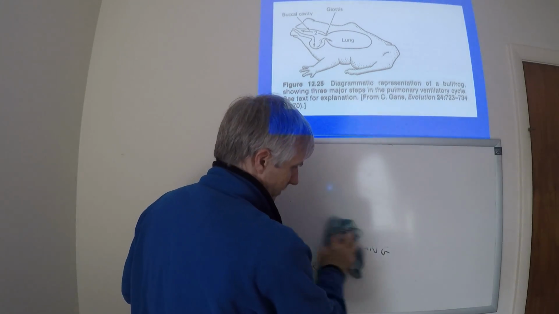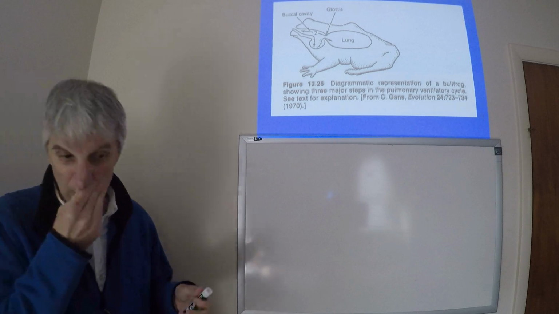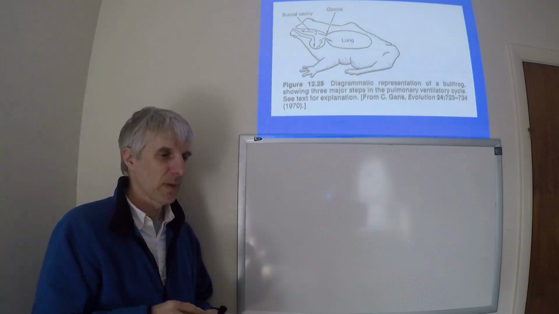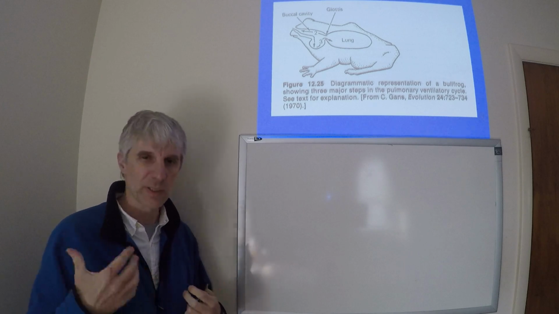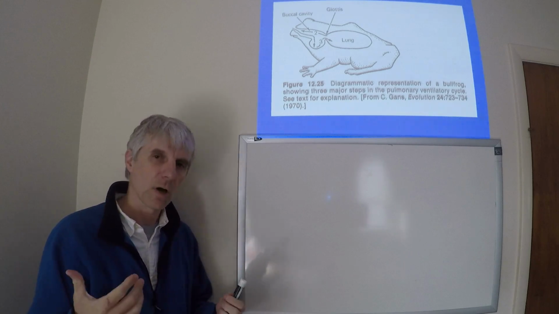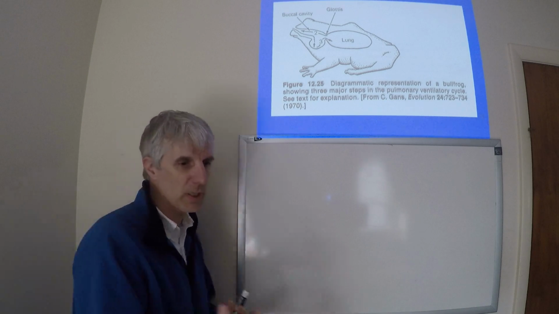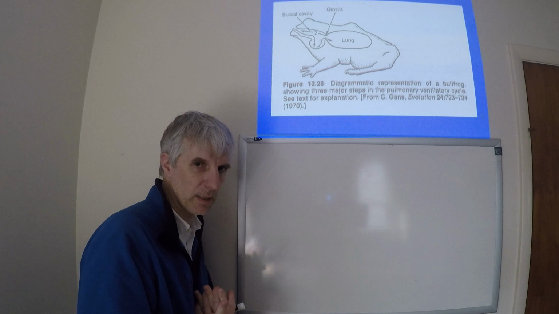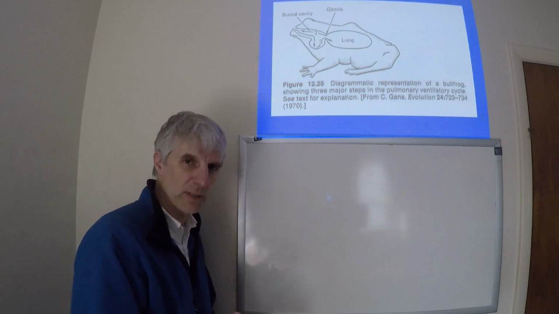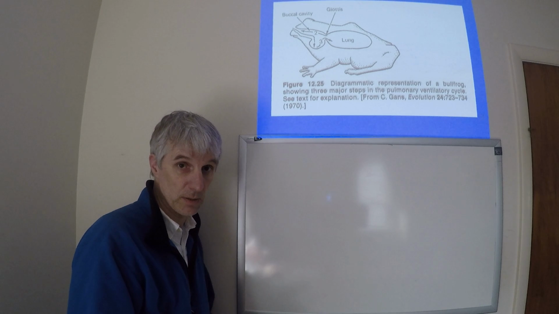Now, the amphibians developed this trick of positive pressure breathing. The reptiles, the mammals, and the birds are going to switch over to a different system that we're going to call negative pressure breathing. That is, instead of pushing air into the lungs by increasing the pressure in the buccal cavity, we're going to pull air into the lungs by decreasing the pressure in the lungs.